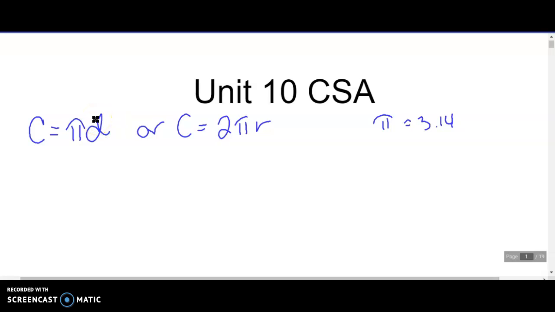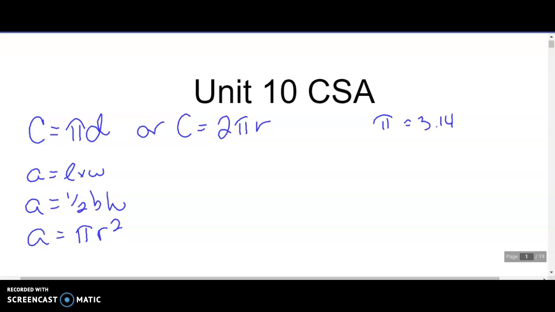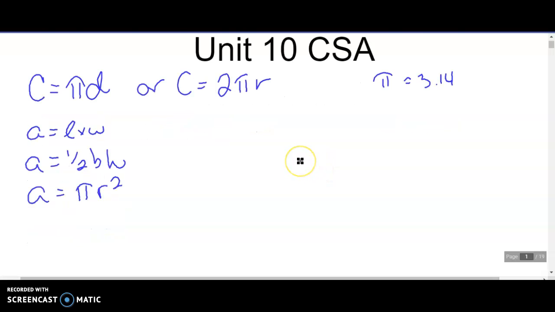We're also going to need to know that for a rectangle, area equals length times width. We're going to need to know that for a triangle, area equals half the base times the height, and for a circle, area equals pi times the radius squared. I do think that's all of the formulas that we need for this particular test, okay? But obviously we also went through other formulas through this unit.